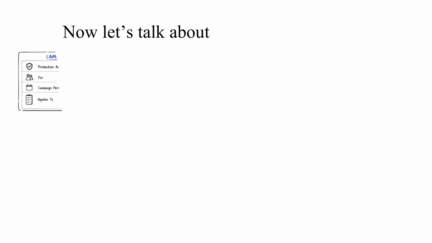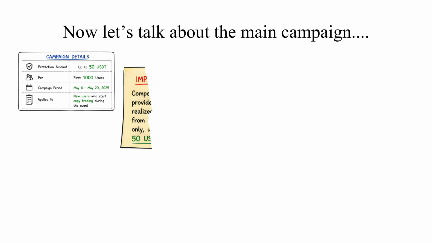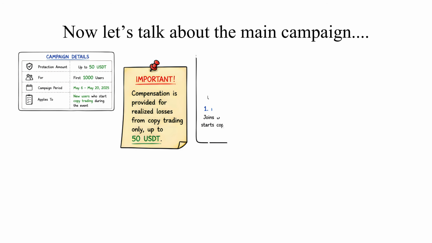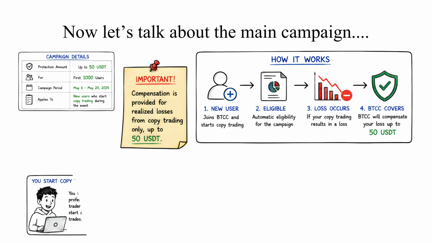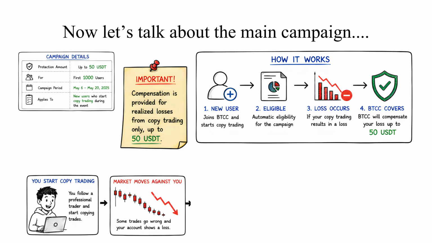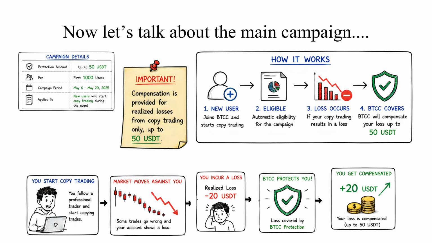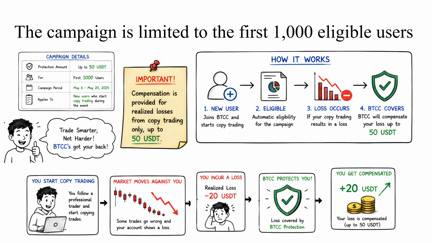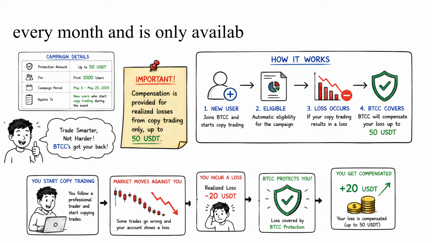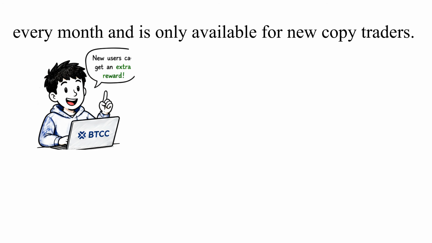Now let's talk about the main campaign. BTCC is currently offering up to 50 USDT in copy trading loss coverage for new copy traders. Here's how it works. If your first copy trade closes at a loss, BTCC can provide up to 50 USDT in trading funds as compensation. The campaign is limited to the first 1,000 eligible users every month and is only available for new copy traders.